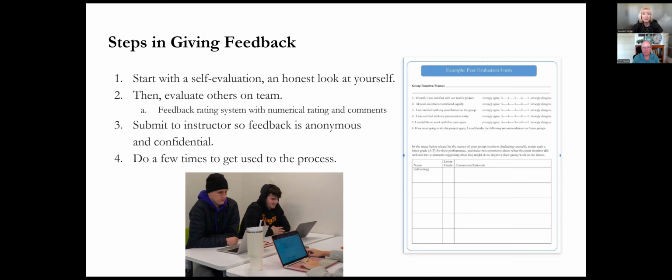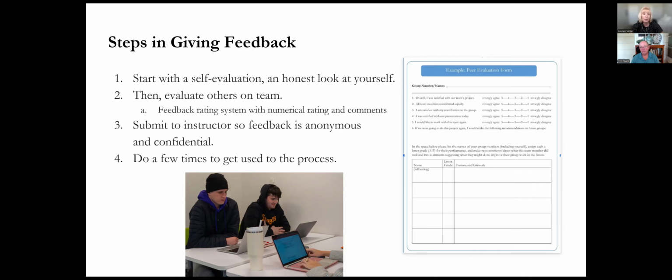Then you move on to taking your form and evaluating the other people on the team. And again, you've got a feedback rating system so you can give people numerical scores, but also individual comments to the team members and to the team as a whole. This gets submitted to your instructor so that the feedback is anonymous, and that means that it remains confidential and only you will see the comments specifically about you.